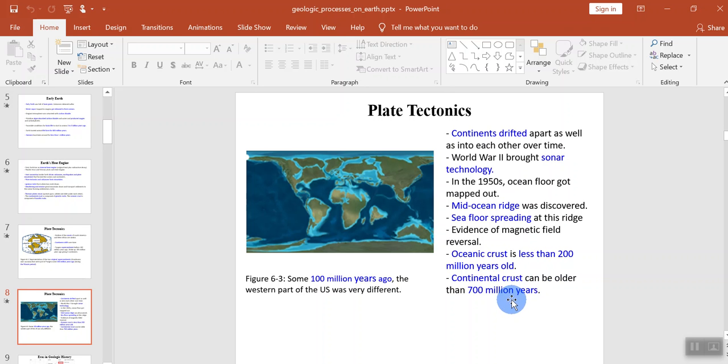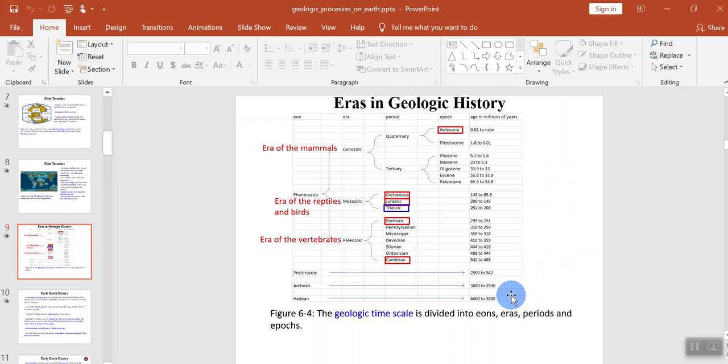So it starts out at the mid-ocean ridge, forms the oceanic crust, and then the oceanic crust pushes to form the continental crust and to push it higher for mountains and so on.